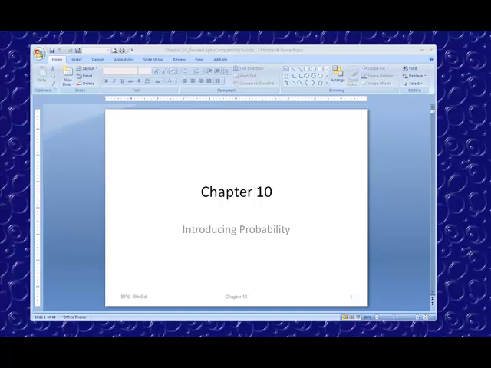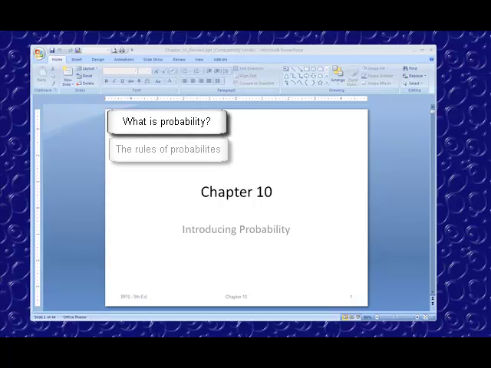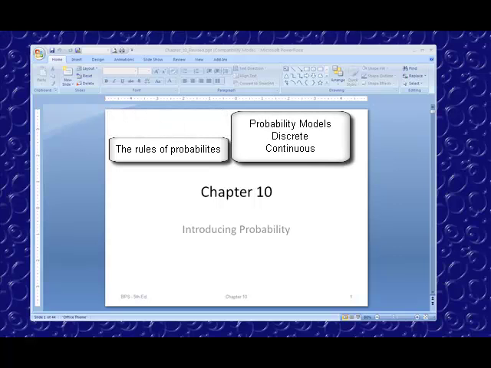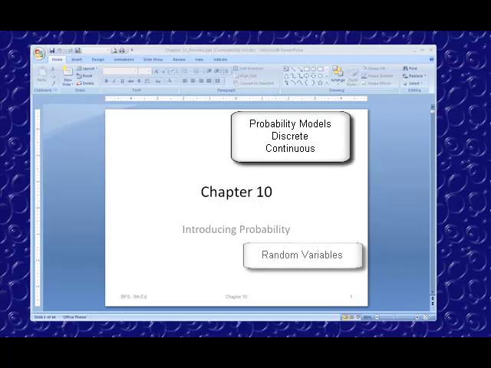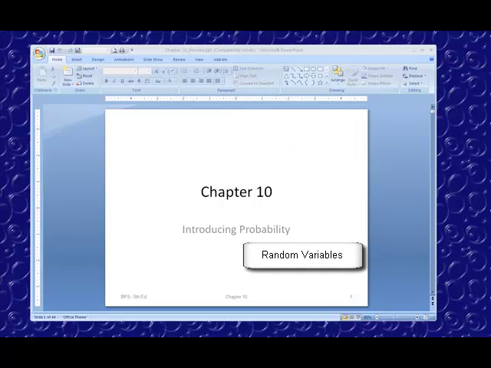Welcome to Chapter 10. We're going to be talking about probability. We're going to first of all talk about what is probability. We're going to understand the rules of probability. We're going to look at probability models, discrete and continuous. And we're going to talk about random variables.